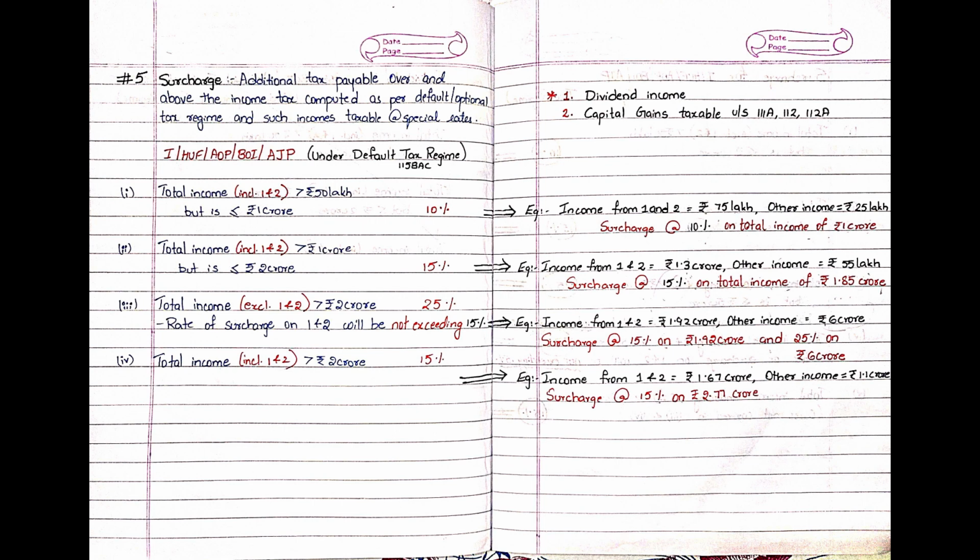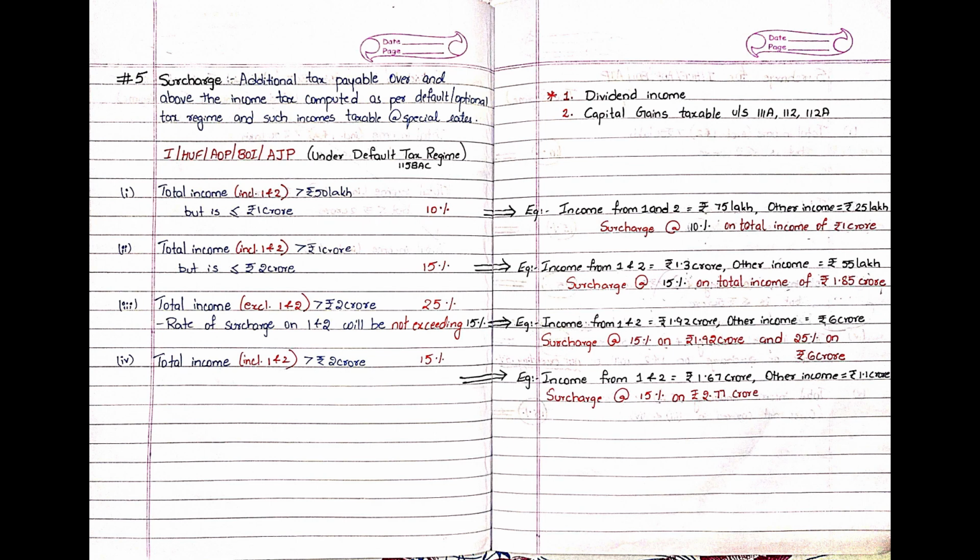Next, if the total income including 1 and 2 has exceeded rupees 1 crore, but is less than or equal to rupees 2 crores, then surcharge is applied at the rate of 15%. For example, the income from 1 and 2 is rupees 1.3 crore. The other income is rupees 55 lakh. In such a case, surcharge at the rate of 15% on total income of rupees 1.85 crore is charged.